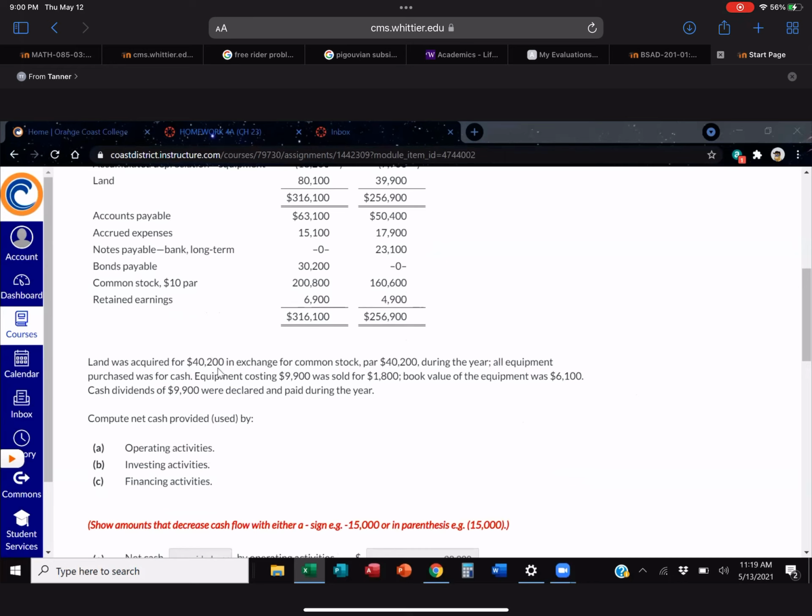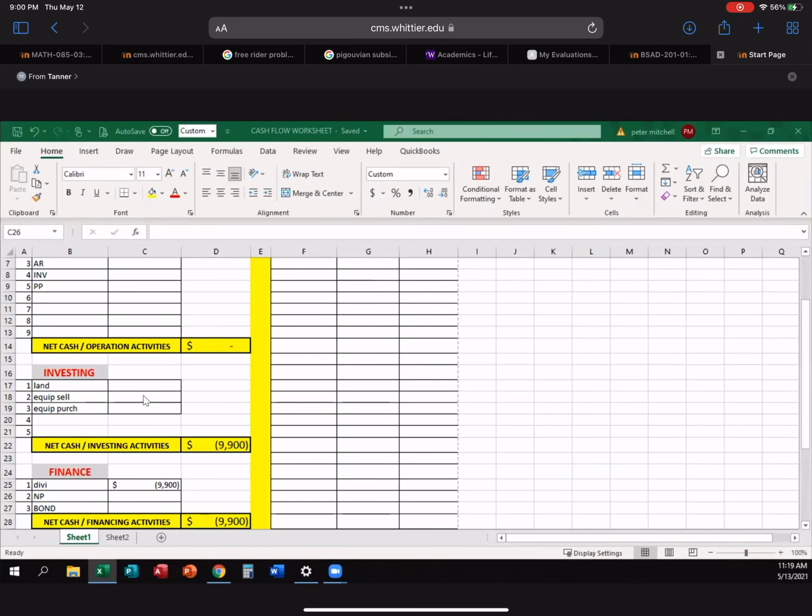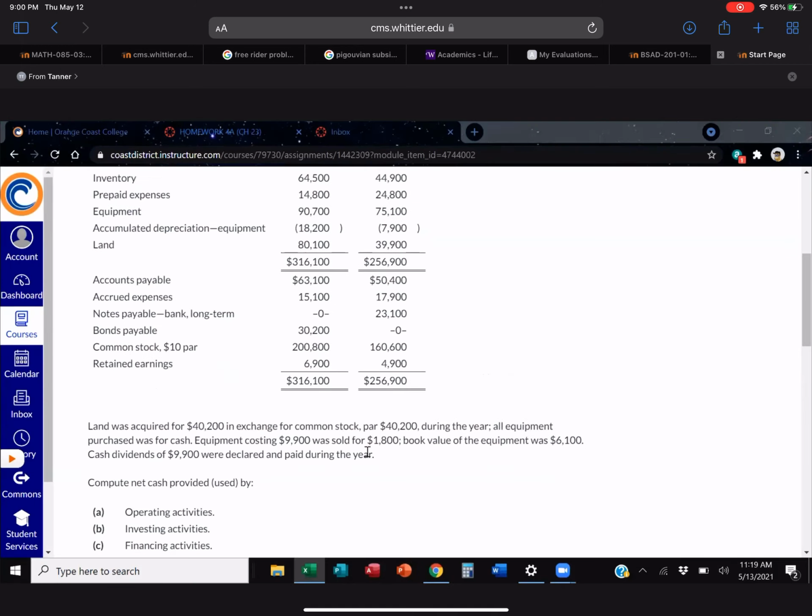So we don't have to worry about the land right now. Equipment costing $9,900. Okay, so was sold for $1,800, right? So I know $1,800. We sold equipment. We gained $1,800 cash, didn't we? That goes under investing. Yes. Okay. Now, if we take a look at the problem again, we see that its book value was $6,100, and it was sold for $1,800. Well, that's going to be a loss of what? $4,300. Yes, that minus that is a loss.